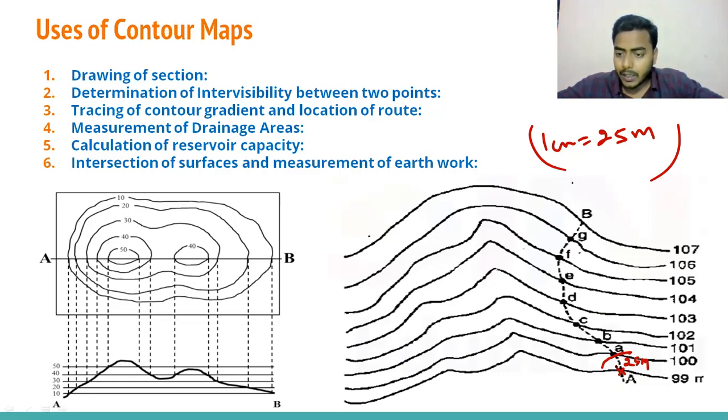And so the contour line with elevation 100 meter, it will cut at a point, give it a name A. Now from A, draw an arc. It will cut the contour with elevation 101 meter at B, then C. Similarly, you can get the points A, B, C, D, E, F, G. Okay, now draw a line connecting these points, passing through these points. So this will be the contour gradient.